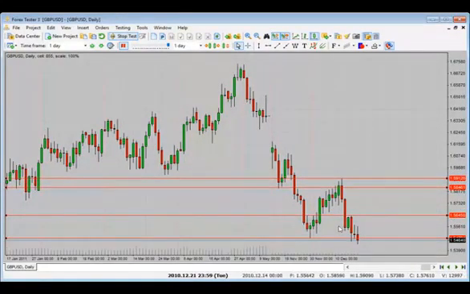Okay, so here we are. It went and tested the same level once again, and now we are dropping. We are right into the bottom of this other candle here. So where to from here?